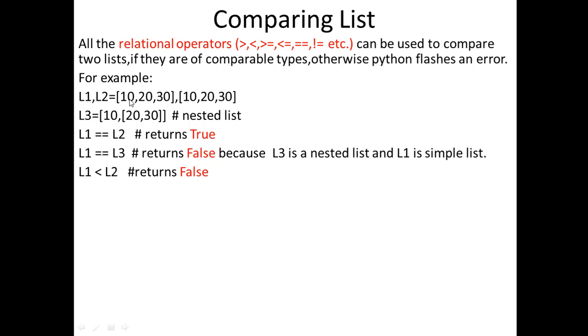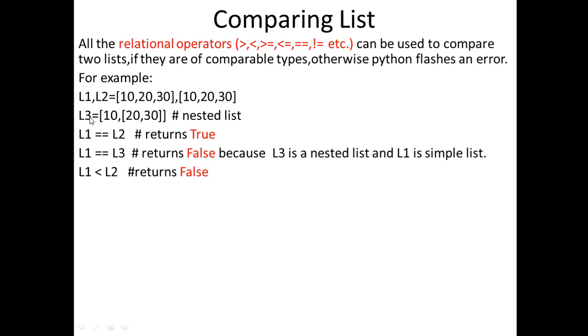So each element will be compared. The first element of the list will be compared with the first element of the other list. The second item will be compared with the second item of the second list. The third item of the first list will be compared with the third item of the second list. If all the elements are equal, then it will return true.